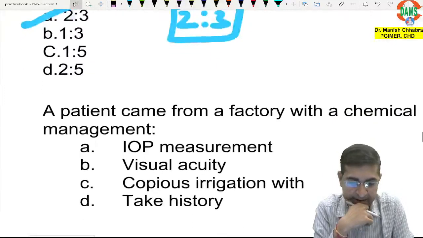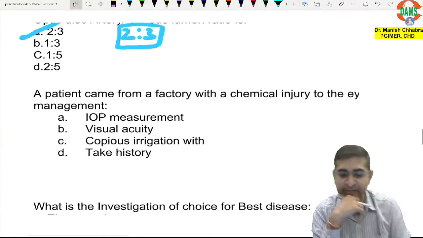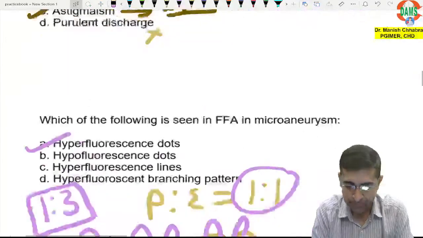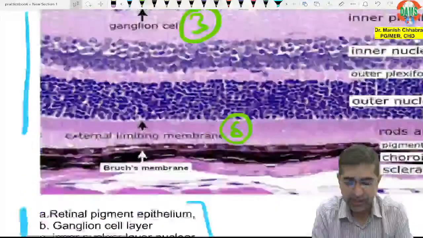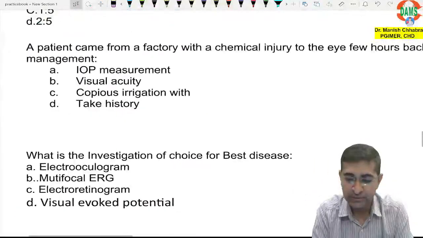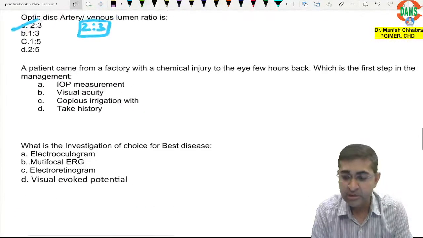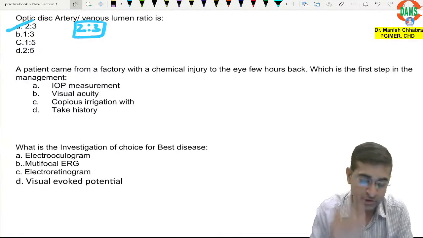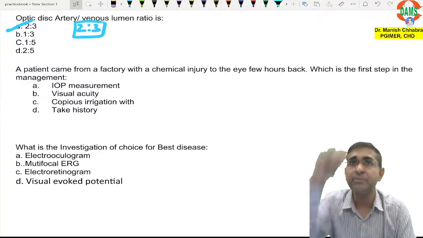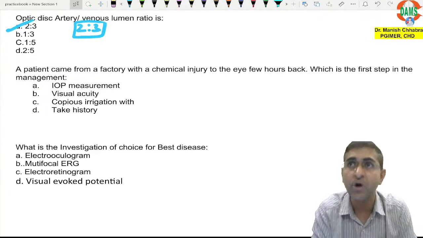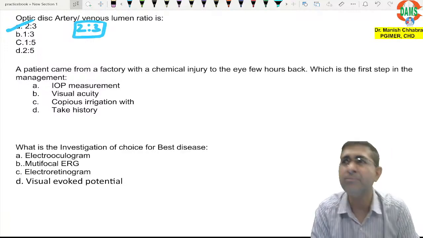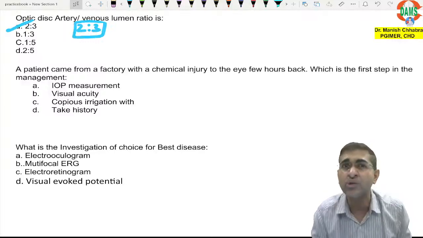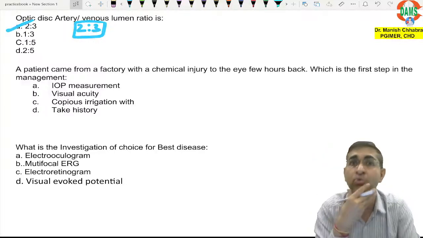Okay. All right. A patient came from a factory with a chemical injury to the eye. What will be the management? Now see, the patient has come to you with a chemical injury. Of course, the patient will be coming to the emergency, or maybe he can walk with the eyes closed. So you cannot ask the patient to do visual acuity because something has gone in the eyes. It will be difficult for the patient. And if there is a chemical injury, you have to flush out the chemical first and foremost.